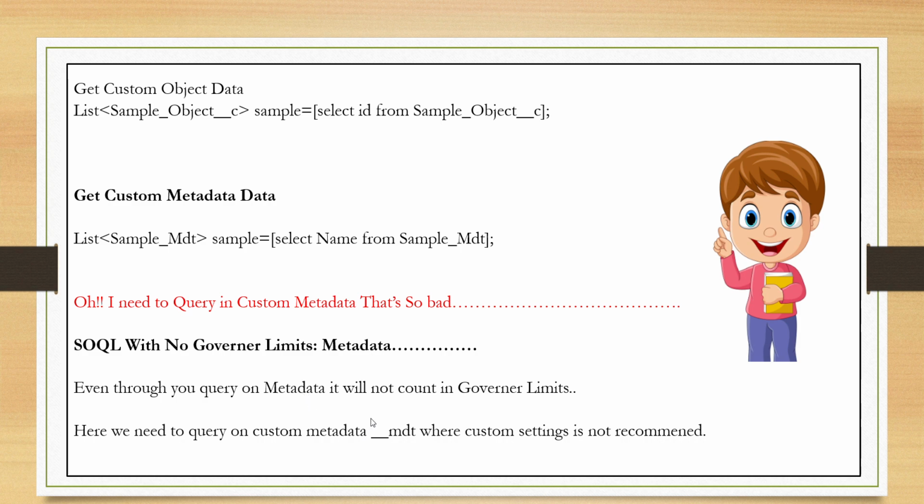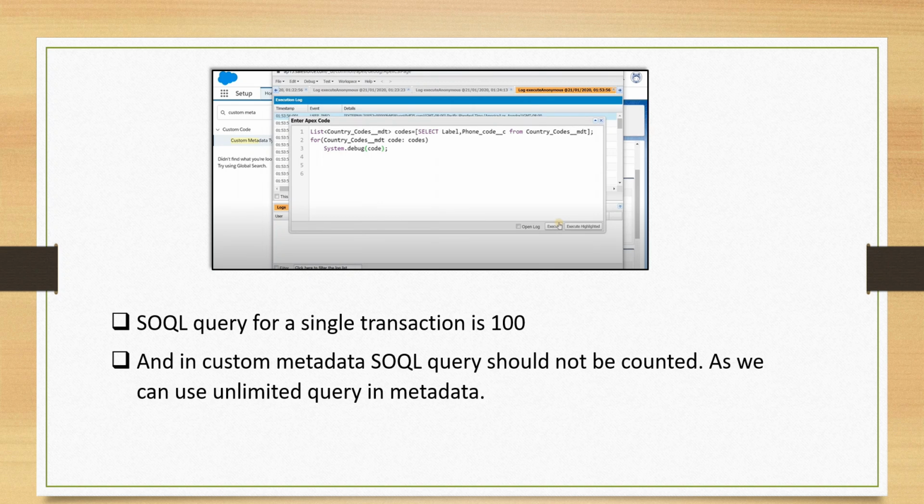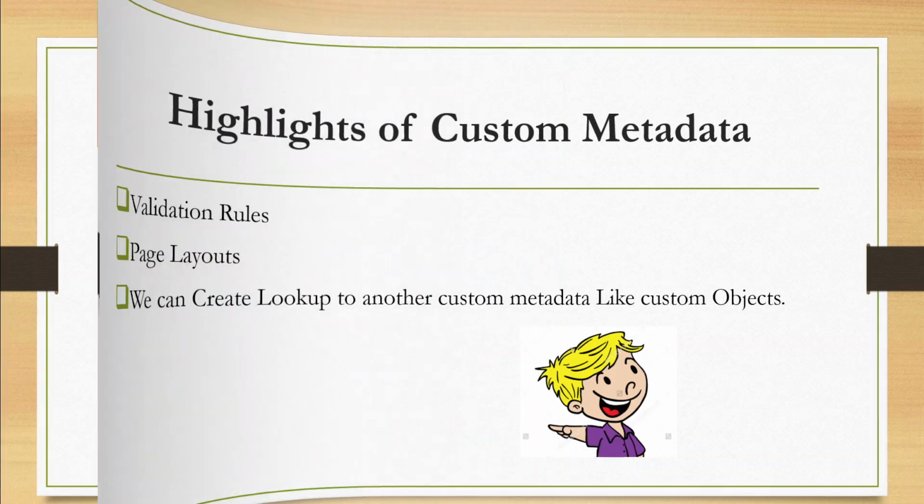Here we need to query on custom metadata, where custom setting is not recommended. Okay, yeah, the SOQL query limit for a single transaction is 100, and in custom metadata SOQL queries should not be counted, as we can use unlimited queries in metadata. So this is the main advantage in custom metadata. We can use unlimited queries in metadata, and it doesn't count in your governor limits.